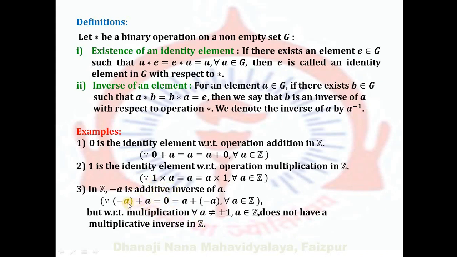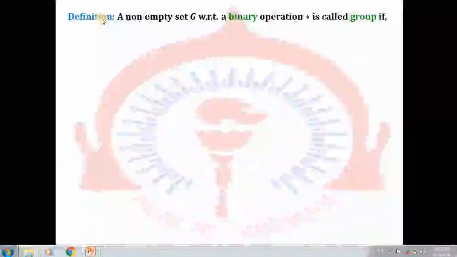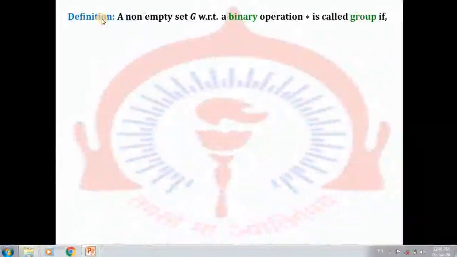So if we take a here, then a into 1 upon a is equal to 1. But 1 upon a is not an integer. Hence, for all a not equal to plus or minus 1, with a an integer, there is no multiplicative inverse in Z. Now we have the next important definition, that is the definition of a group.